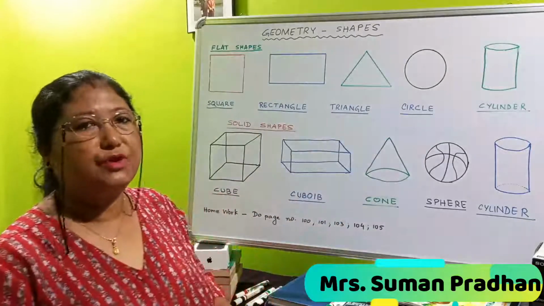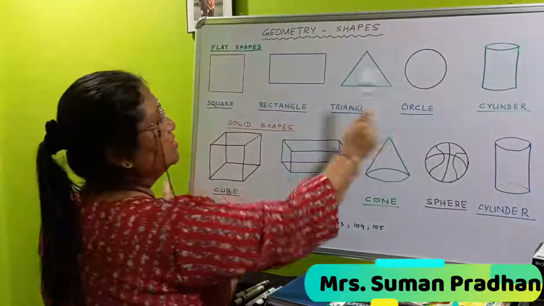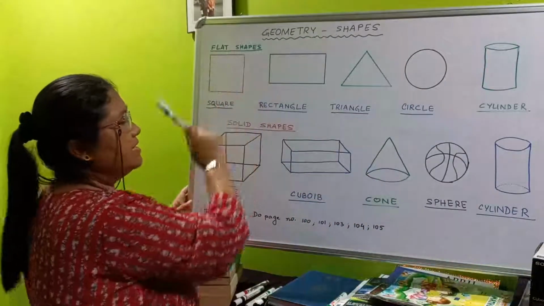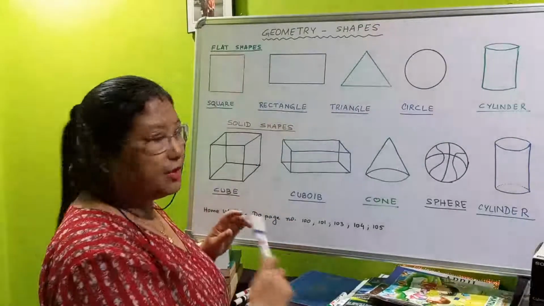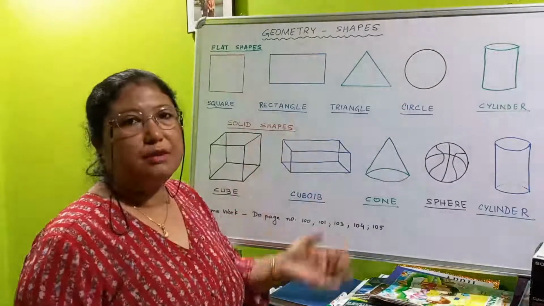Today we are going to learn about solid shapes also. Now these shapes are just the outline of the figure. They are just outlines and they are called flat shapes. And today what we are going to learn is solid shapes. These things you have already learned in class LKG, but still I'll do some repetition.